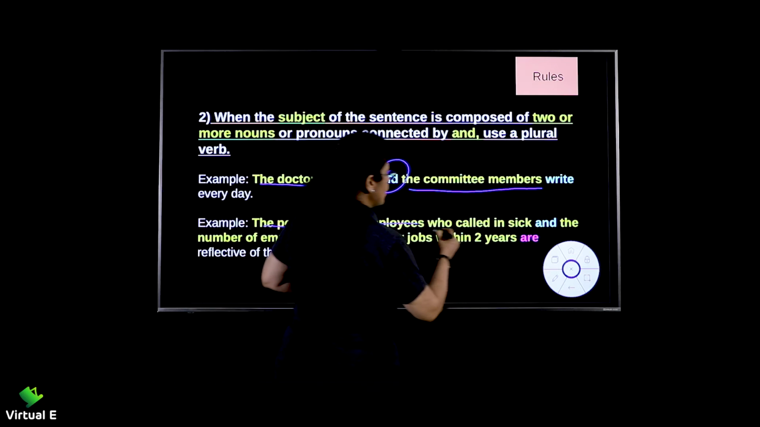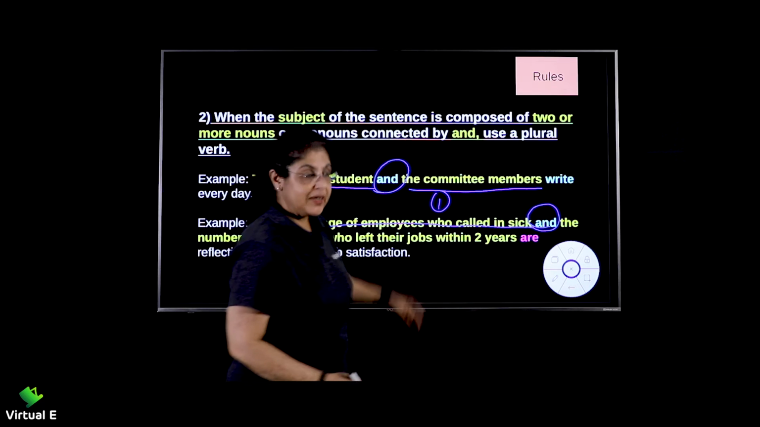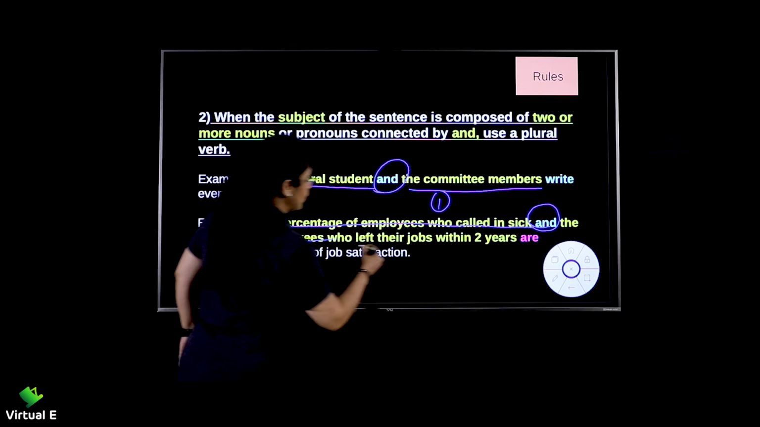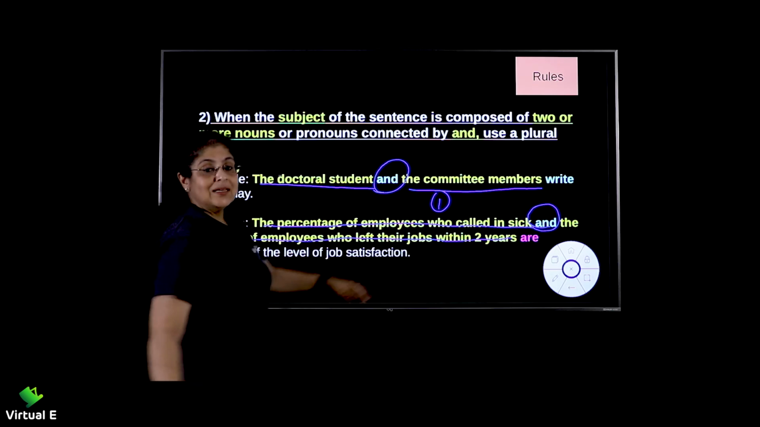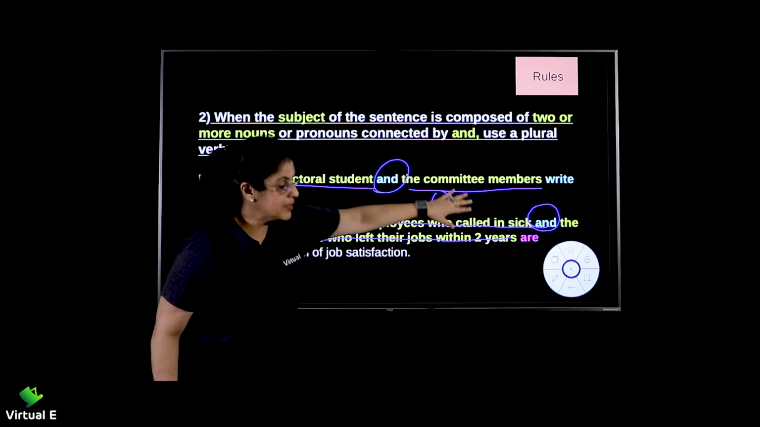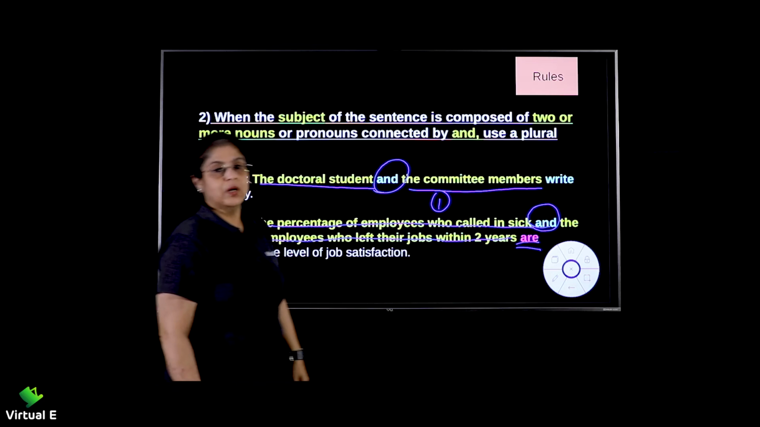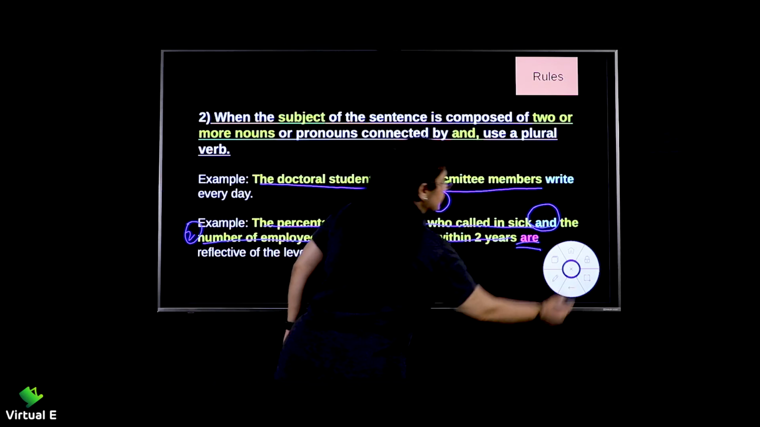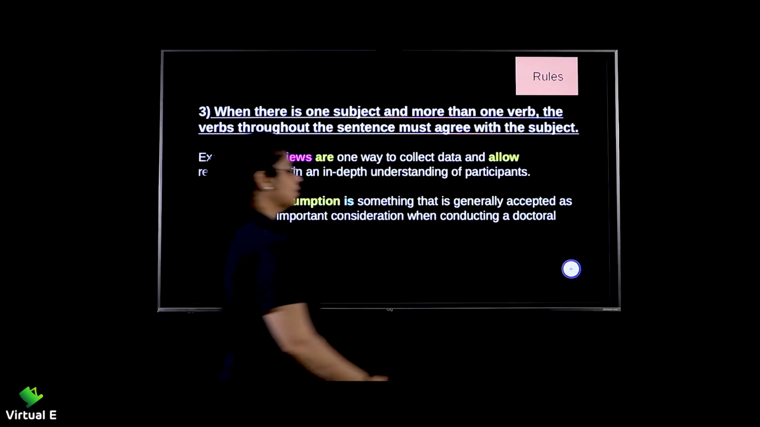So, the percentage of employees who called in sick. Now, this is your first noun, right? It is connected by and, right? That's how the rule tells us. And your second one is the number of employees who left their jobs within 2 years. That's your second noun connected by and. Here we have a plural verb. Simple as that? Yes? Keep trying, you will get it. As we practice further, we will get it. So don't worry at all.